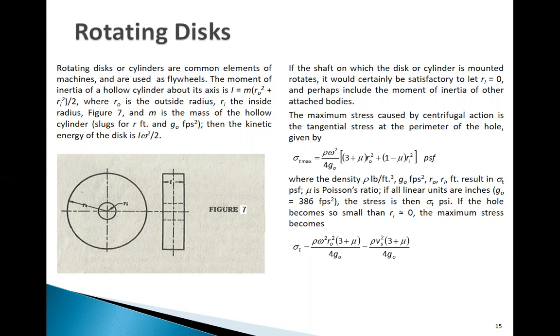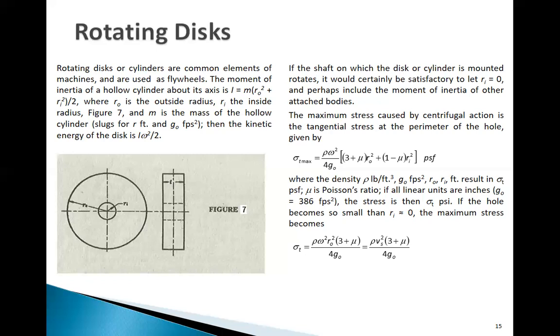The maximum stress caused by centrifugal action is the tangential stress at the perimeter of the hole. So sigma T maximum is rho omega squared over 4 g sub o times the quantity of (3 plus mu) r sub o squared plus (1 minus mu) r sub i squared, in pounds per square foot. Where the density rho is in pound per cubic foot, g sub o is in feet per second squared, r sub o and r sub i in feet, result in sigma t in pounds per square foot. Mu is the Poisson's ratio. If all units are in inches, g sub o is equal to 386 inches per second squared. The stress sigma t is then in psi.